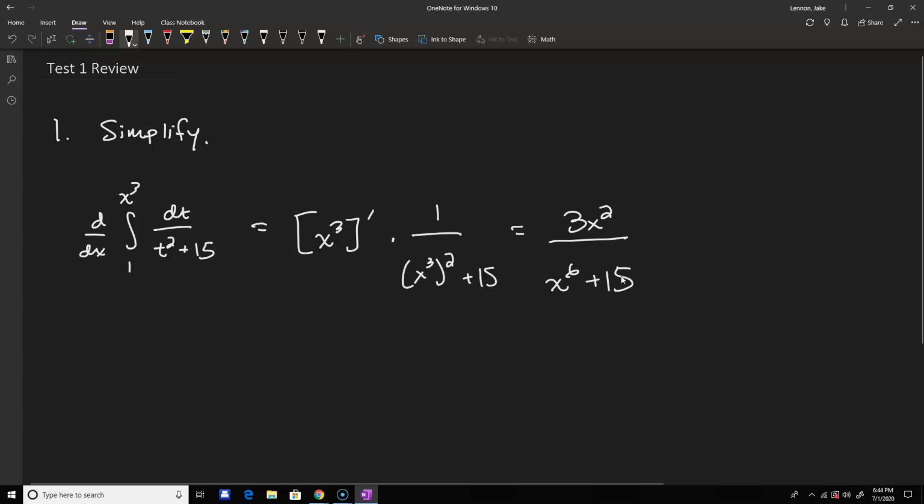And that is it. So you just basically have to remember that they're not only inverse operations, but if one of the limits happens to be a function of x, you also, from the chain rule, have to multiply by the derivative of that quantity as well, that function as well. So let's go ahead and move on to the next one.